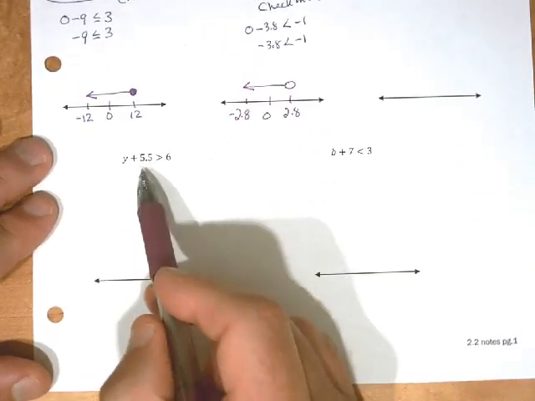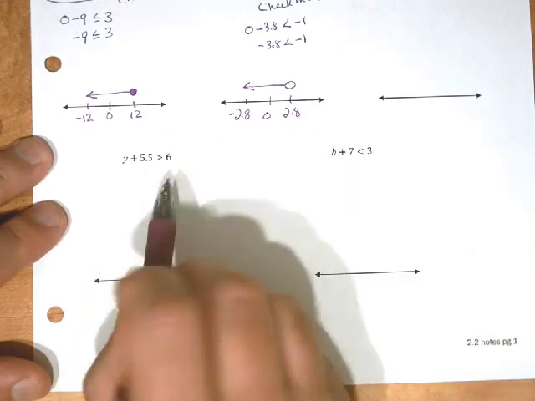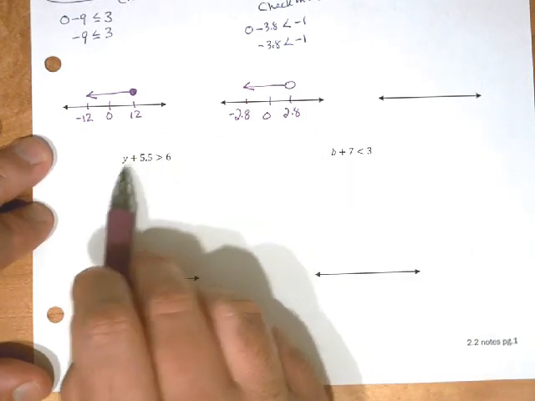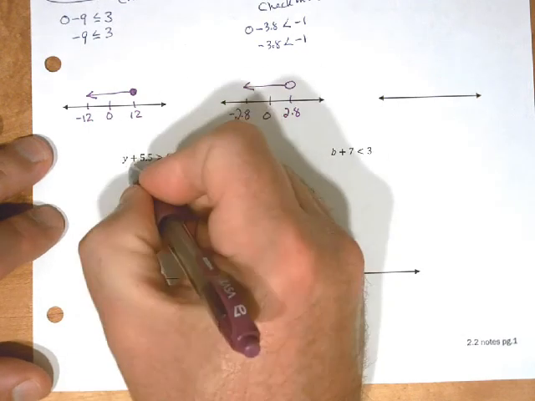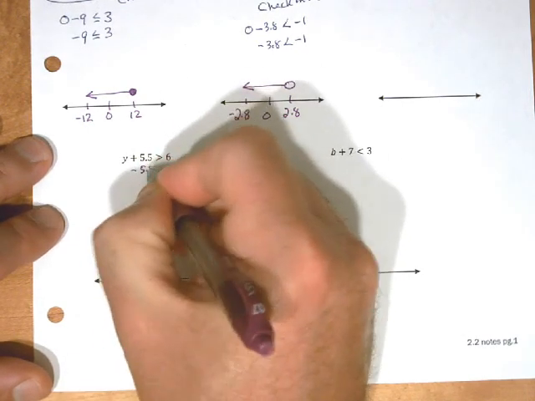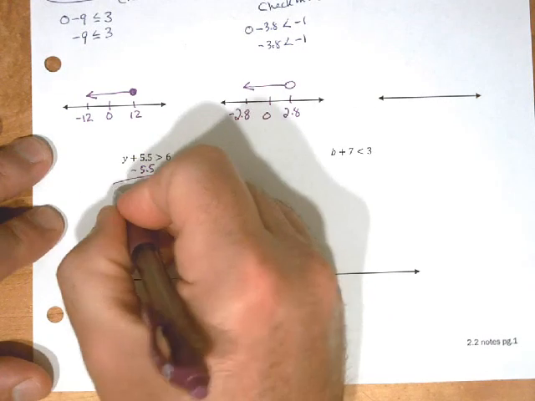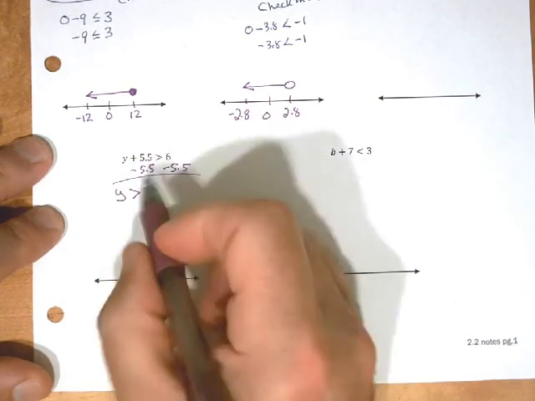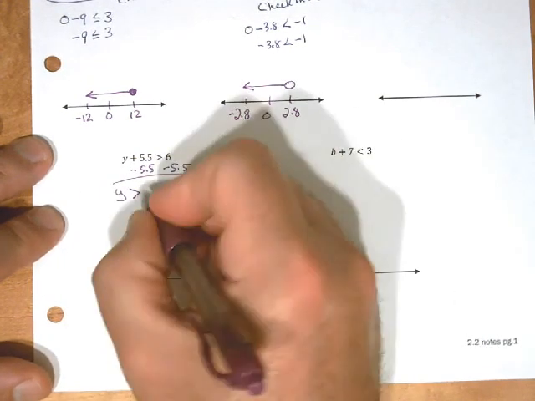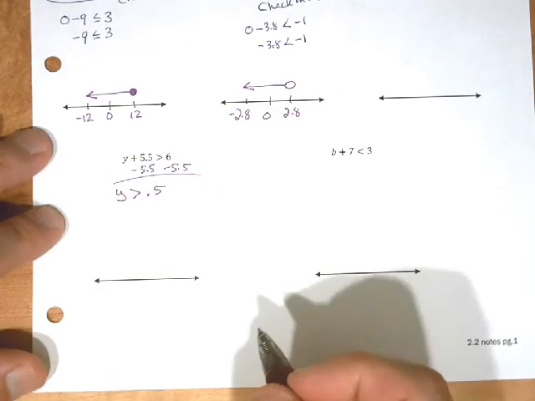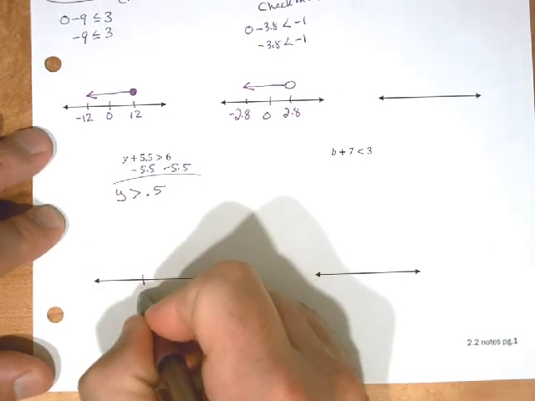Here, let's do an addition one. So now we have y plus 5.5 is greater than 6. Again, just treat this like an equal sign for right now with adding and subtracting. So we just need to get rid of the positive 5.5. So subtract 5.5 from both sides. So we get y is greater than, and then 6 minus 5.5 is 0.5.